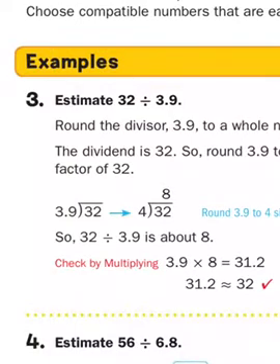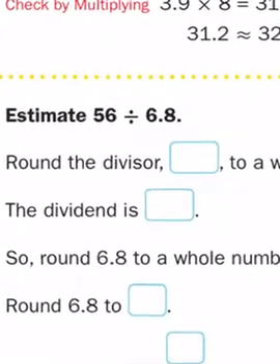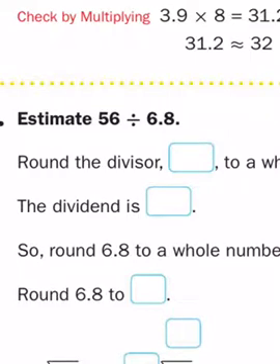So let's start with example 3. It says estimate 32 divided by 3.9. Now this is one where we're going to keep the 32 because 3.9 is really close to 4. And you could divide 32 by 4 because they're compatible, and you would get 8 as your estimate. Now, example 4 says estimate 56 divided by 6.8. And this is another one where we would keep the 56 and change the 6.8 to 7 because 7 is really close to 6.8, and 56 and 7 are compatible. And 56 divided by 7 is 8.